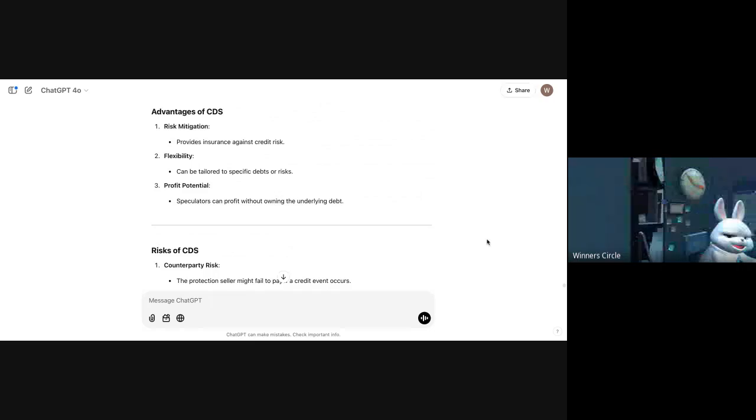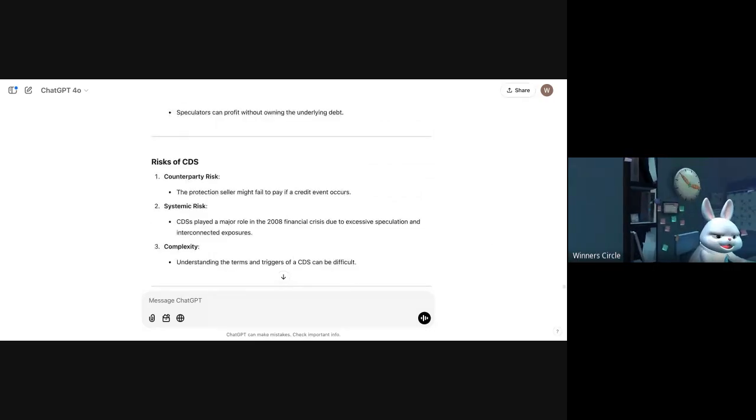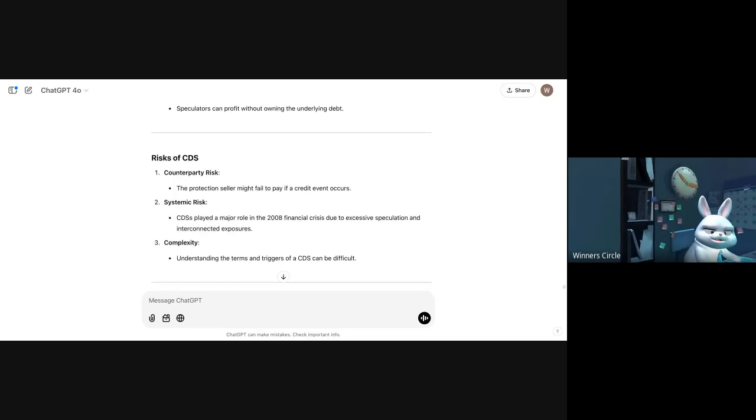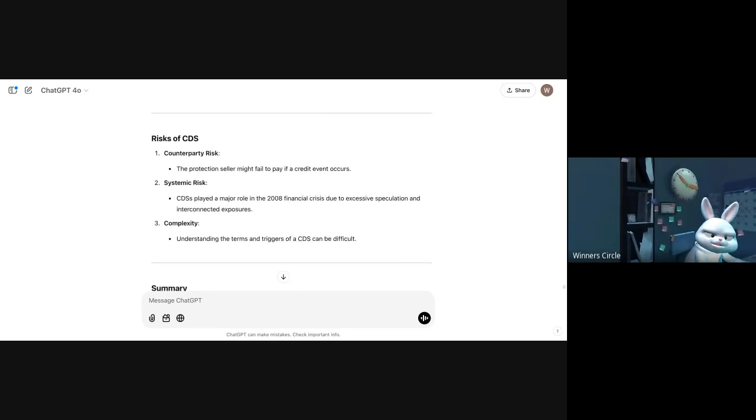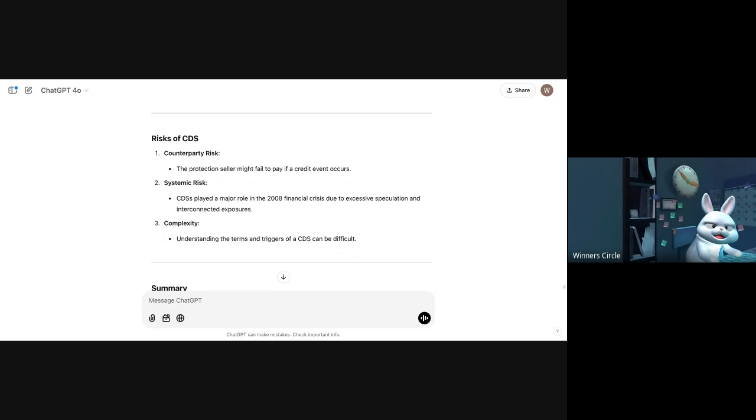All right, so risk of credit default swap. Counterparty risk. The protection seller may fail to pay if a credit event occurs. So if you stop paying them, what they do is they take your agreements and then they use it as an asset on their books and they can borrow against it. If I have the potential to make money, I can say I have a note that's $100,000 on the books. So can you. I ain't even gonna get into that.